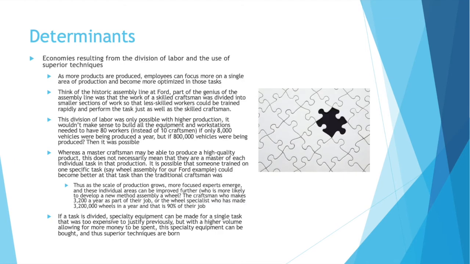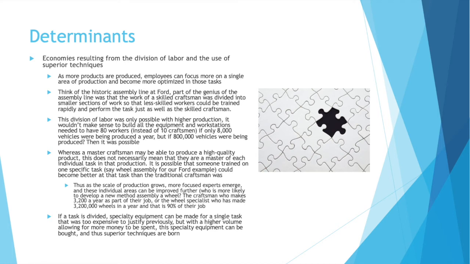Another determinant for economies of scale are economies resulting from the division of labor and the use of superior techniques. A great example for this would be the Ford assembly line. Think about a very long time ago, before we had assembly lines. Cars were made by a handful of skilled craftsmen who made most of the car themselves. The great thing about the Ford assembly line was that it took all the tasks to build a car and separated them out into individual jobs, meaning 90 people could work in unison to produce a car, all in one production line. You no longer needed a skilled craftsman.